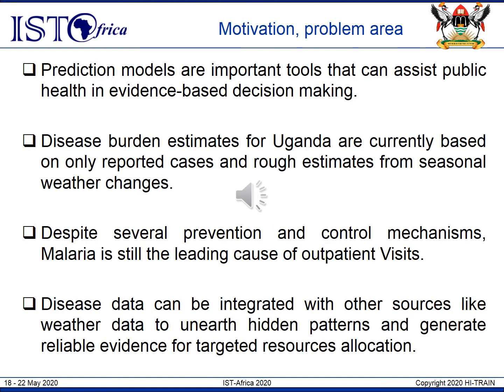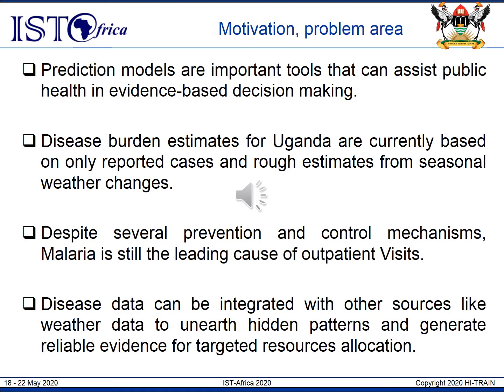Previous research has found prediction models important in assisting public health in evidence-based decision-making. However, here in Uganda, our disease burden estimates are only based on reported cases and rough estimates of seasonal weather changes. Because of reliance on only the reported cases, many times our measures are delayed. For example, we shall wait for the month end or for the weekend to know that in this region we have got 1,000 malaria cases.